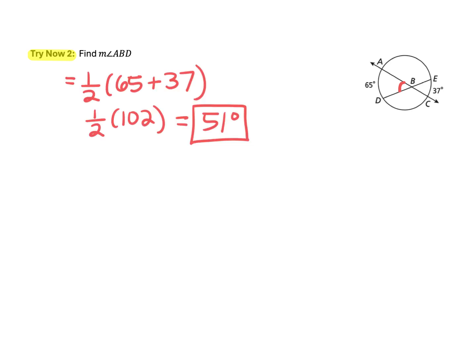Here's your solution. The measure of angle ABD is half the sum of its arc plus the arc of its vertical angle, which is arc EC, 37. Well, 65 plus 37 is 102. And then divide that by 2, and we end up with 51 degrees.